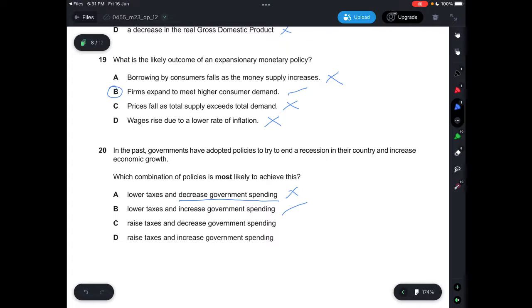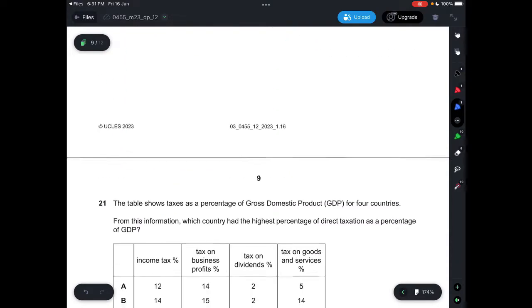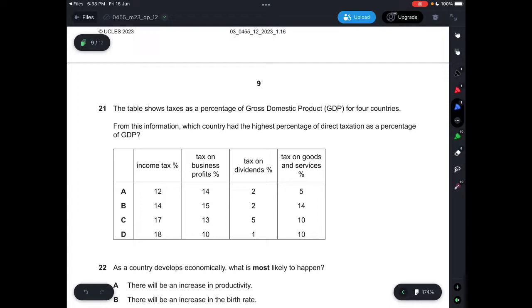C says raise taxes and decrease government spending, which would result in the AD curve shifting to the left at an even worse rate. And D says raise taxes and increase government spending. If you raise your tax and then increase government spending at the same time, it will not help the most. So answer is B, lower taxes and increase government spending, which would result in the AD curve shifting to the right. Okay, so for question 21, the table shows taxes as a percentage of GDP for 4 countries.